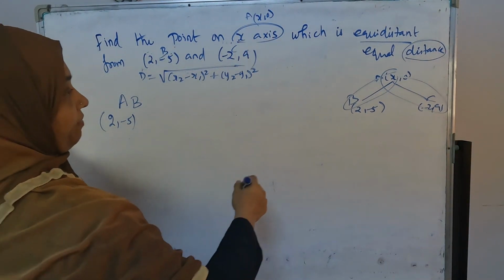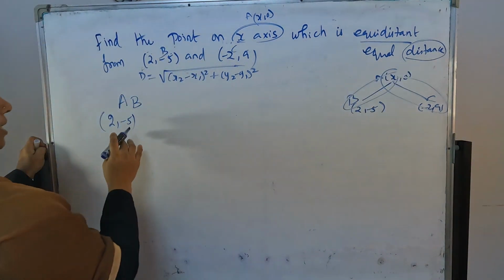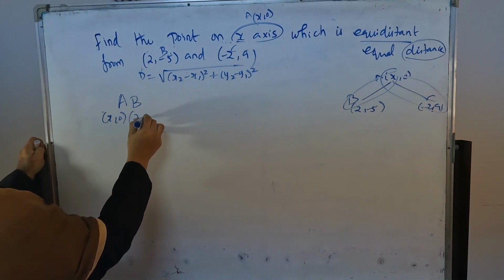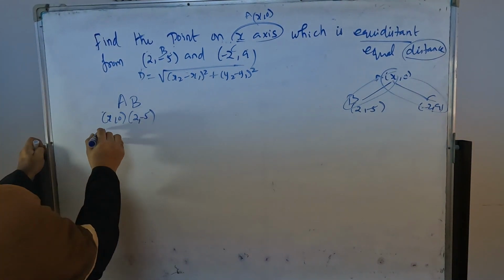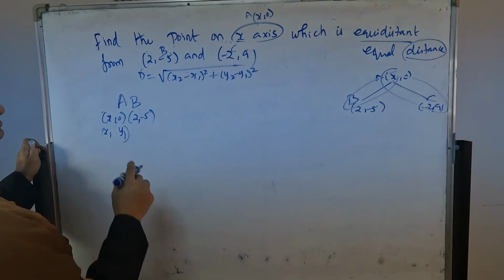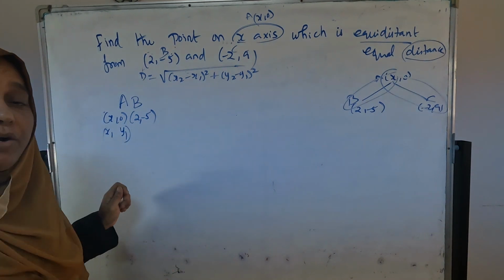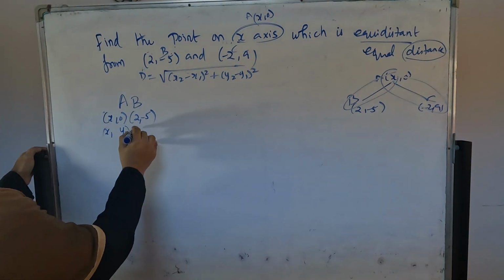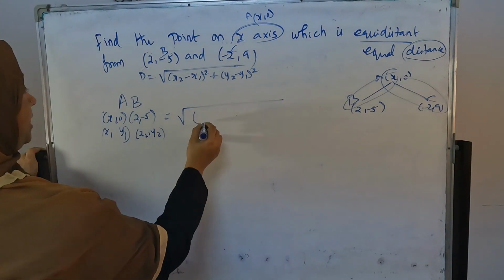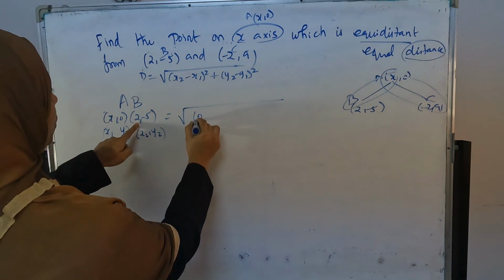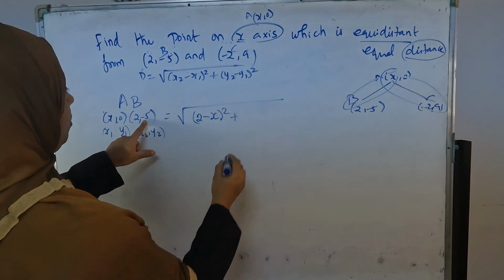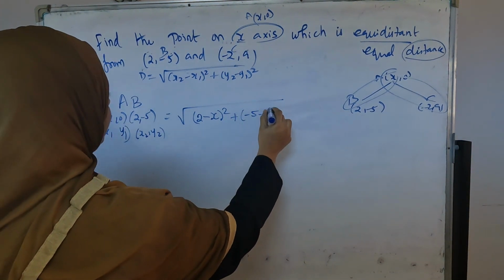A we are keeping as the point we wrote already, so (x, 0), and B is (2, -5). Our points. This is x1, y1 only, not x1, x2. Keep in mind x1, y1 only, the x, y coordinates, and x2, y2. Now substitute these points in the formula: (x2 minus x1) the whole square, that is (2 minus x) the whole square, and (y2 minus y1), that is (-5 minus 0) the whole square.